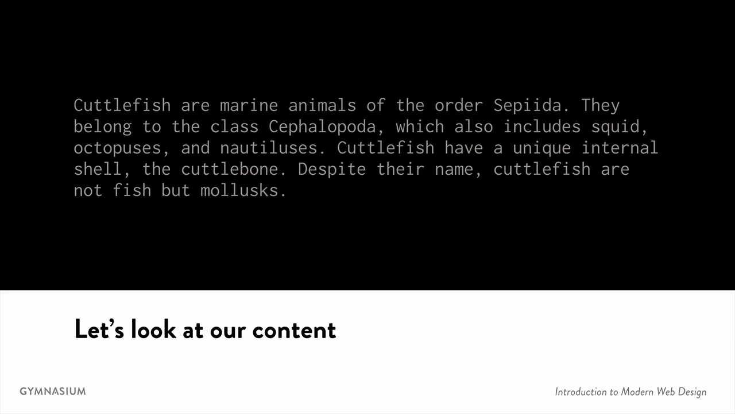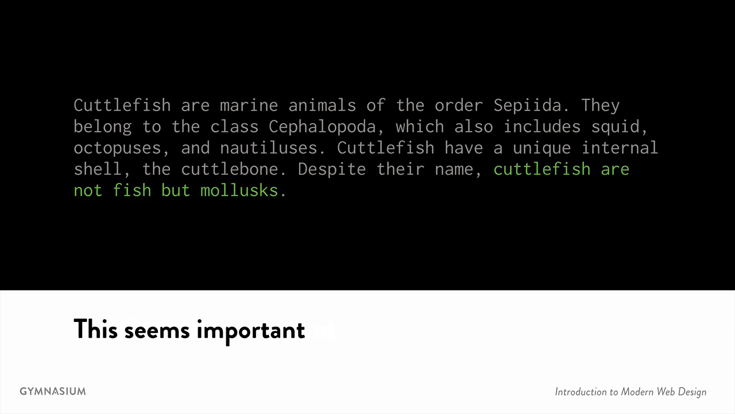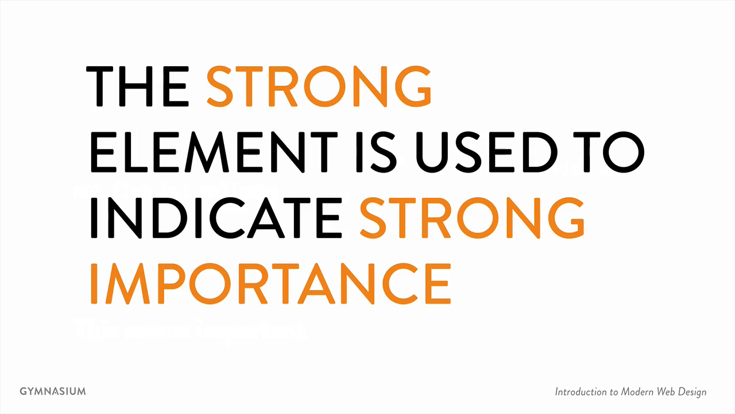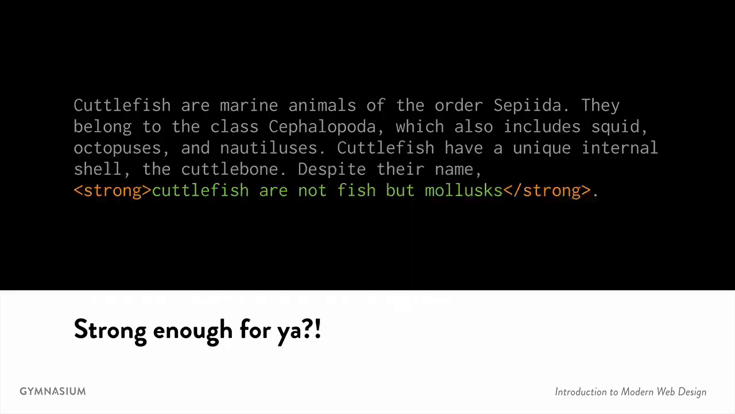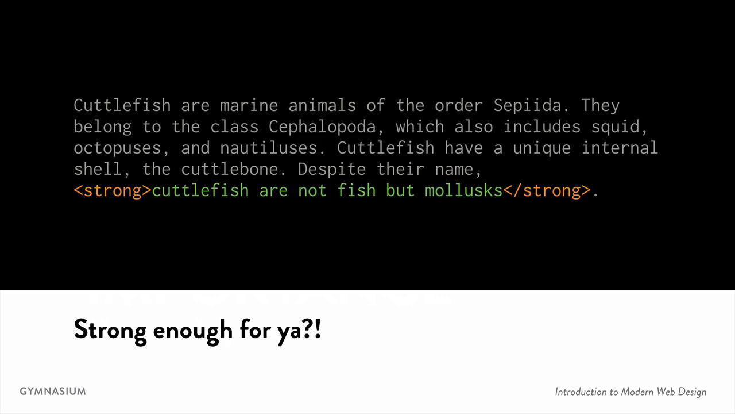Now, looking at this little bit at the end here, cuttlefish are not fish but mollusks, seems kind of important. Now, HTML supports a couple of different ways of increasing the importance of a given phrase or word. The first I want to talk about is the strong element, which indicates that certain content is of strong importance. So if we were to wrap a strong element, so an opening and closing strong tag, around cuttlefish are not fish but mollusks, we would be saying that this is something that is of strong importance.